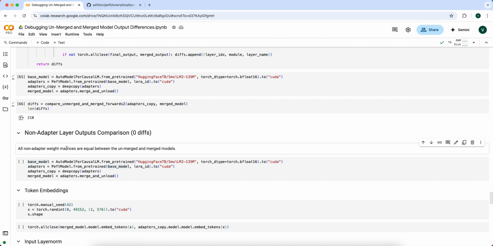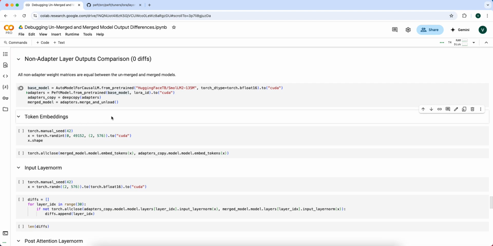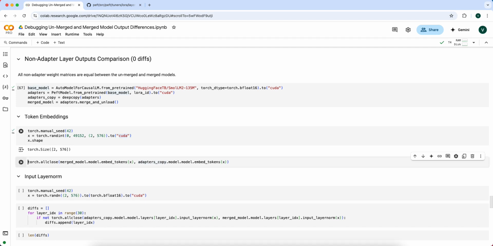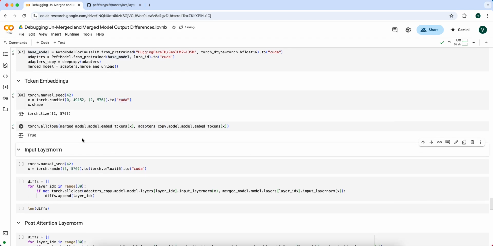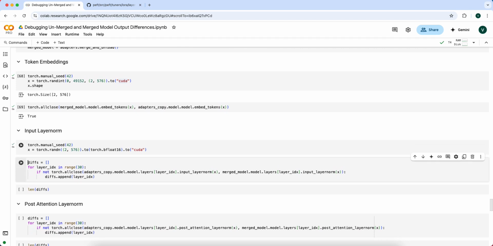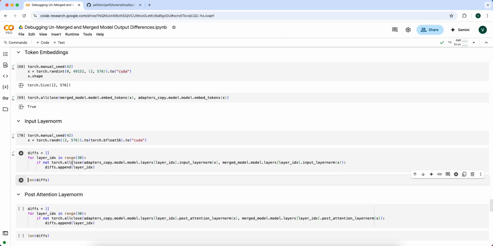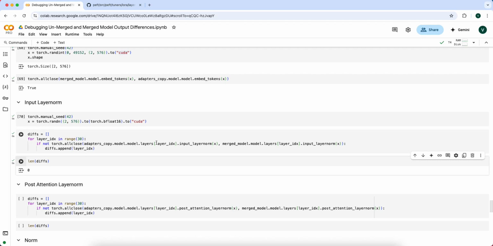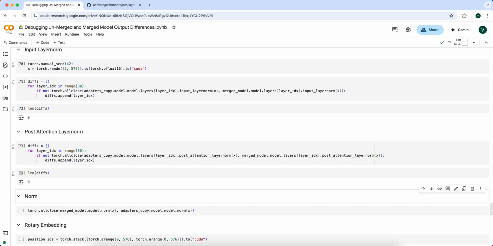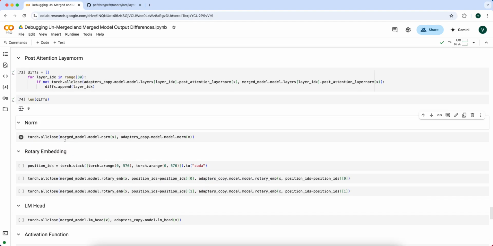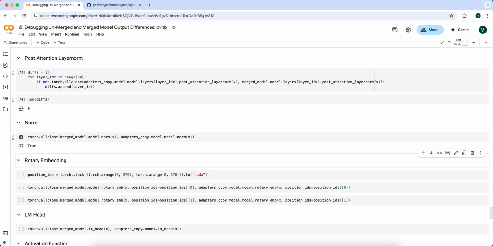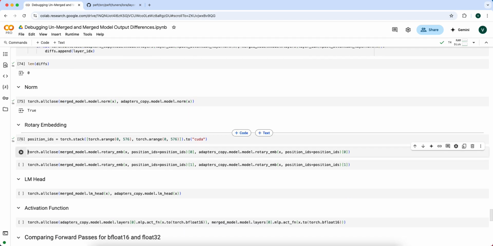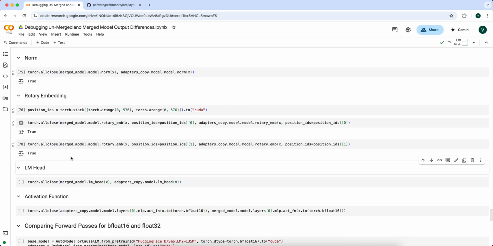Just as a check, I went through all of the other forward passes that are available to us, and I compared the merged model and our adapter's copy. So if we look at token embeddings, the output of the token embeddings layer is the same. The input layer norm for all 30 model layers, the output of that between the merged and unmerged models, that's the same. All 30 post-attention layer norm, they're equal. The final layer norm outputs are equal. The rotary embedding outputs are equal.